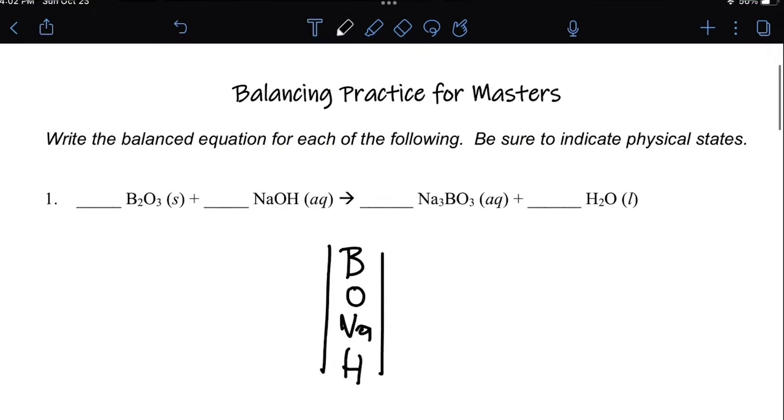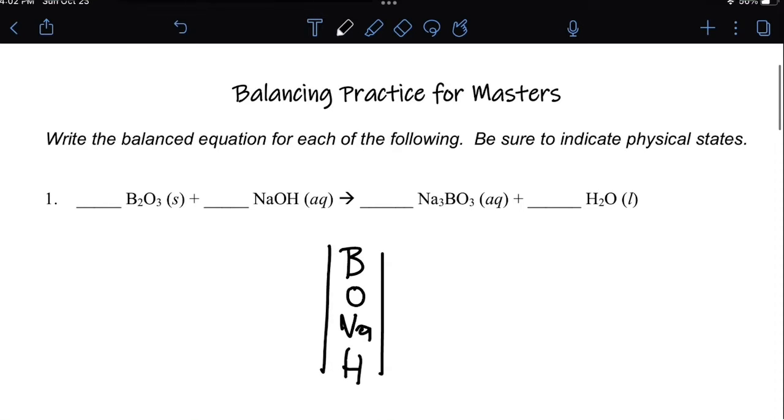This is a video about conquering balancing practice for masters. Balancing practice for masters is this big worksheet I got from my chemistry teacher, and I learned a surefire method to get the right coefficients in front of the right variables every single time, and this is the algebraic method.